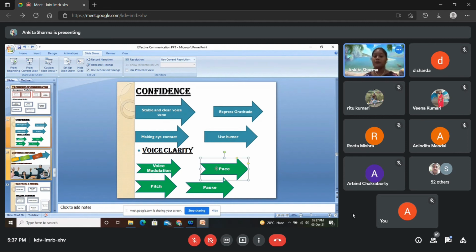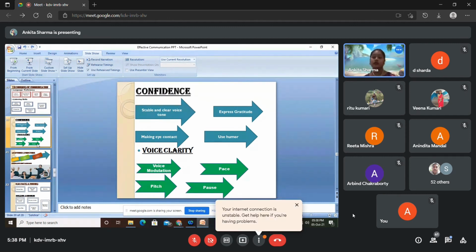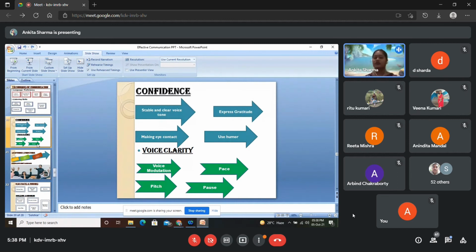Next is pace. So do you know how much we speak per minute? In India, almost 150 words per minute are spoken by us. If you see the international orators, they have a different pace. They speak about 100 words per minute. So the pace is different. Those who have a different pace, we also have to maintain the pace with them. So if you're talking with primary children, we are very slow with them so that they understand, right? But when you're dealing with senior children, they understand. So you maintain the pace like that.